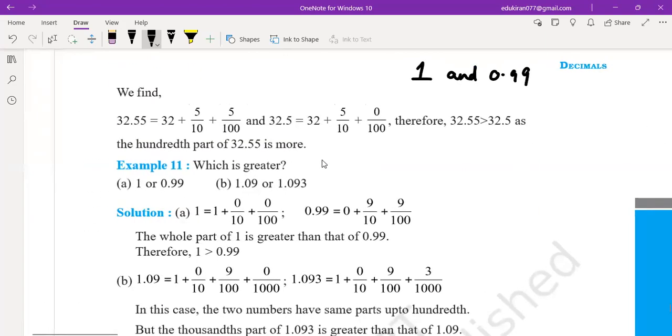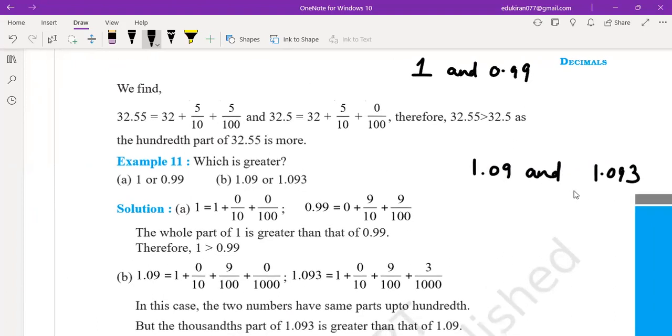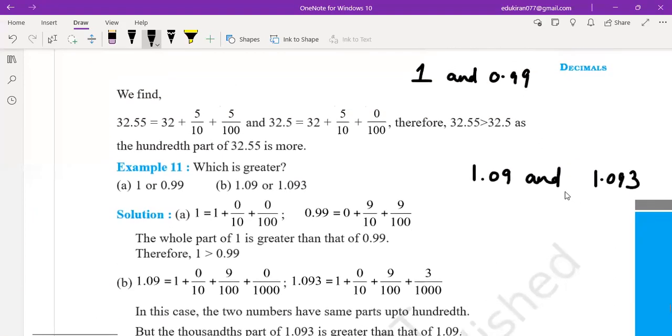But the question comes, for example, I gave you 1.09 and 1.093. They are both decimals. Then how will I know which one is greater and which one is smaller? Do you have any idea? Ma'am, if there is a 0, then it's the biggest. It's like, in the first one there is a 3-digit number and in the second one there is a 4-digit number. So over here, this one will be the greater. Clear?